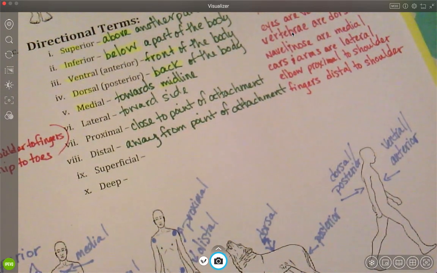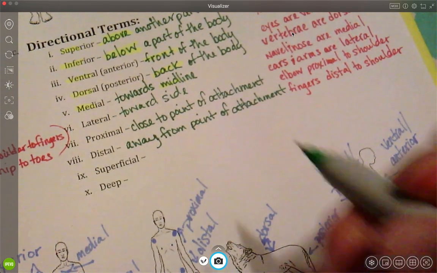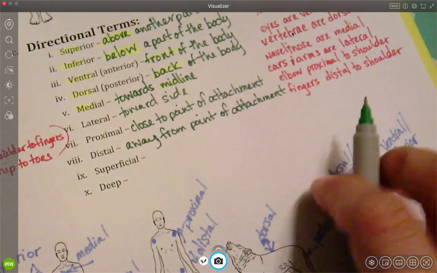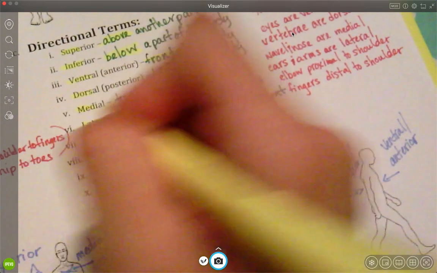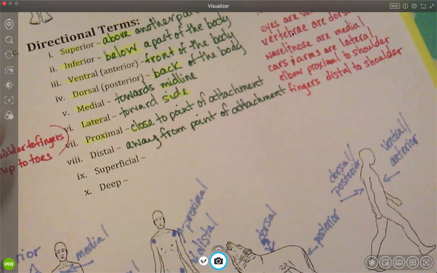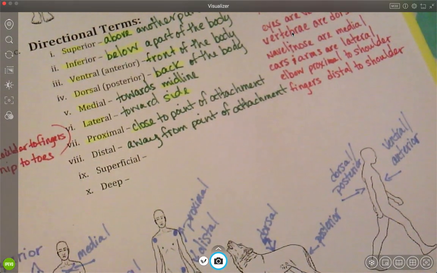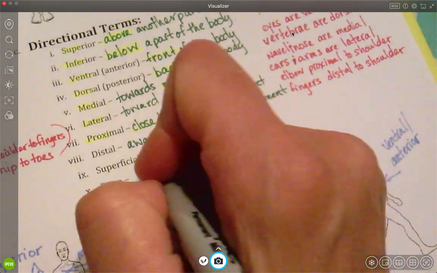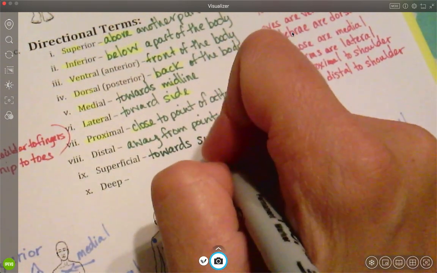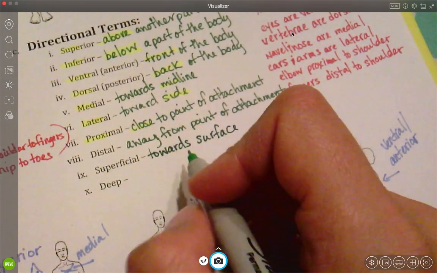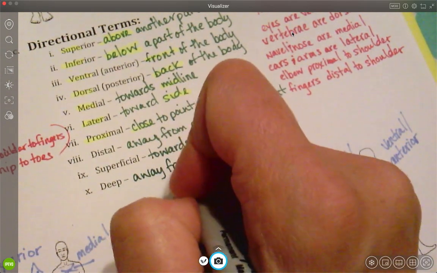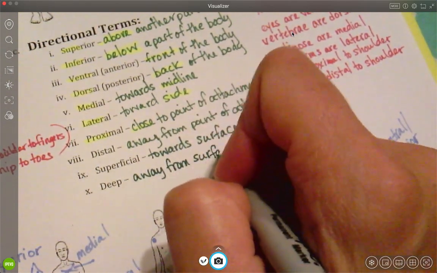And the last two are superficial and deep. So superficial, super above, and so this is going to be, whoops, we missed a midterm here. Proximal side and lateral. So get those two midterms, lateral and proximal. So superficial is going to be towards the surface, where deep is going to be away from the surface, and it's going to be inside the body.